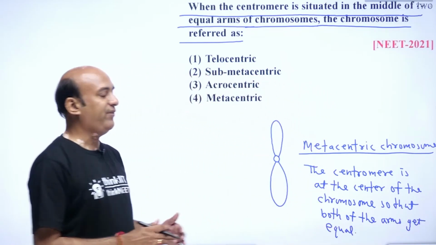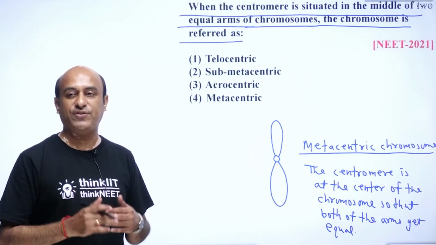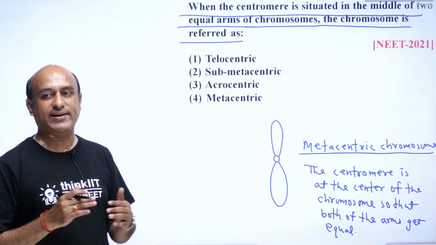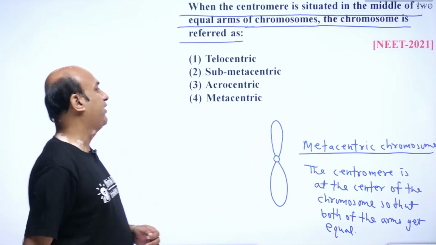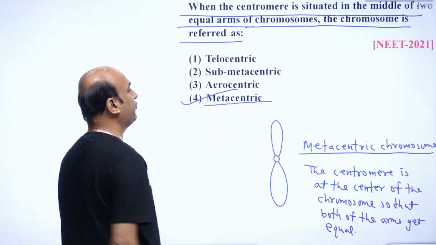So student, metacentric chromosomes are those chromosomes in which the centromere is situated at the center of the chromosome, so that both of the arms get equal on each side. Such type of chromosome is called a metacentric chromosome. Here the correct answer is option number 4.